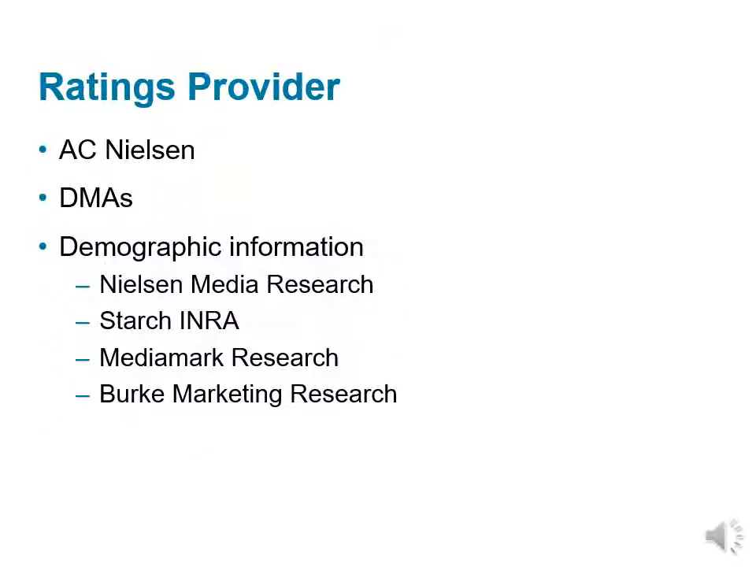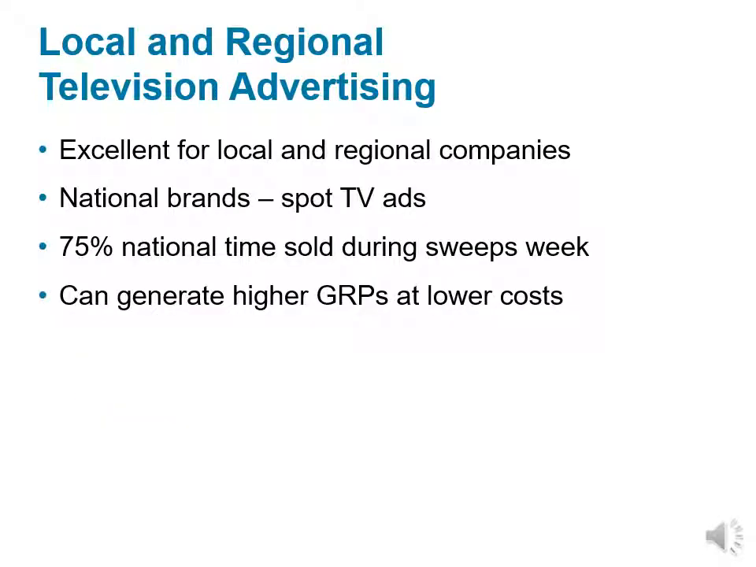The primary provider of ratings is AC Nielsen. In addition to national ratings, Nielsen provides ratings for DMAs. Data is gathered through diaries, audience meters, and people meters. Demographic data can be obtained from agencies such as Nielsen Media Research, Starch INRA, MediaMark Research, and Burke Marketing Research. Local and regional television is excellent for local and regional companies.